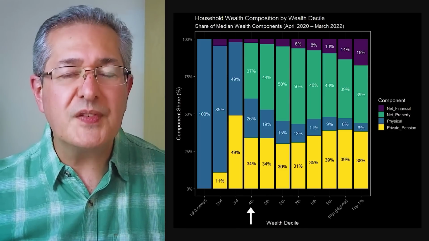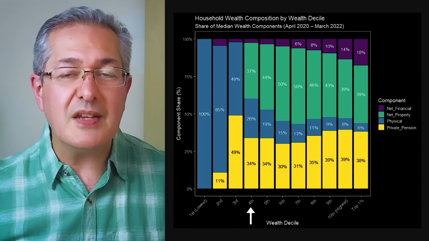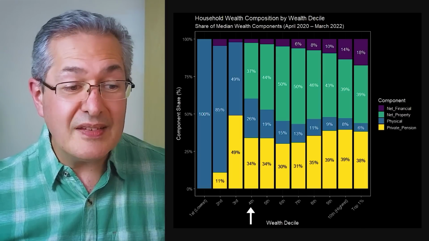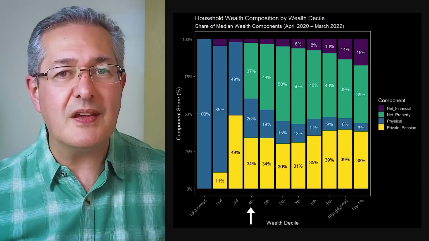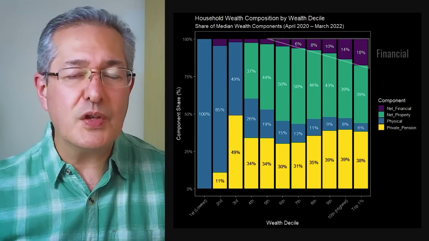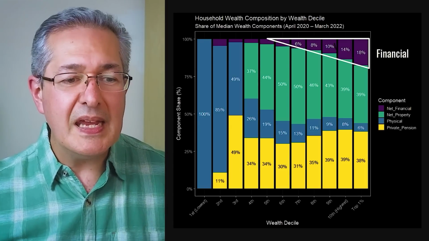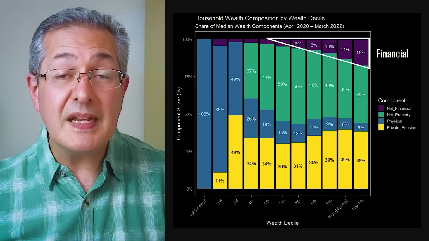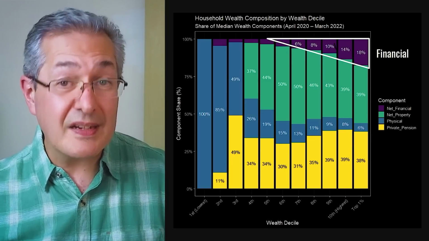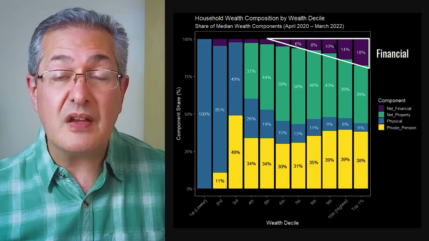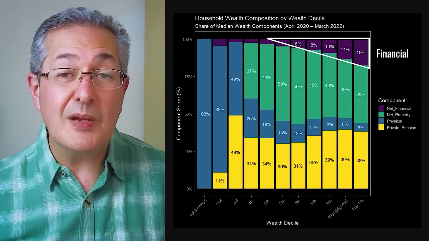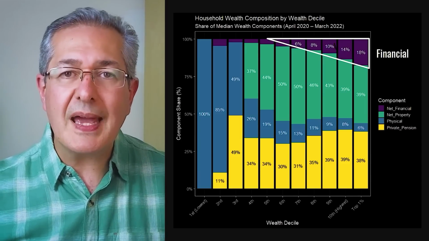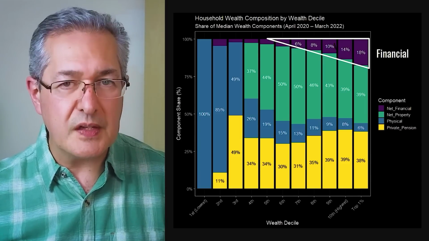When we get to the fourth decile, you can see that property suddenly kicks in and becomes a very important component, and that stays important throughout the rest of the wealth deciles. But what really marks out the top wealth deciles is the financial wealth of those households. So that could be money in building society accounts or bank deposits, it could be stocks and shares ISAs or cash ISAs, or it could be things like premium bonds. But those kind of investments really mark out the top most wealthy households in the UK.